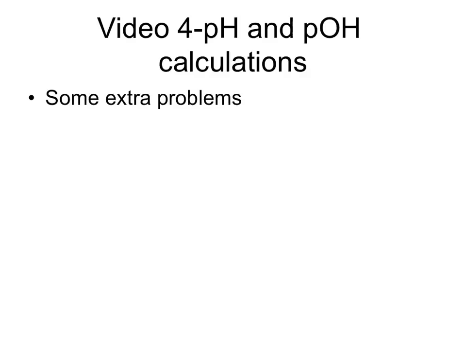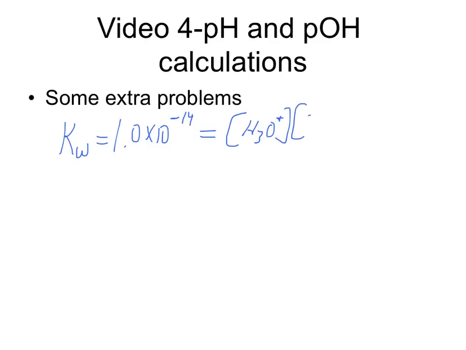So in this video we're going to work on our problem solving. We're going to use a bunch of equations, and I'll write them out here. We're going to use the fact that the kW, which equals 1.0 times 10 to the minus 14th, is equal to the acid concentration times the OH minus concentration. And we get that from the autoionization of water.